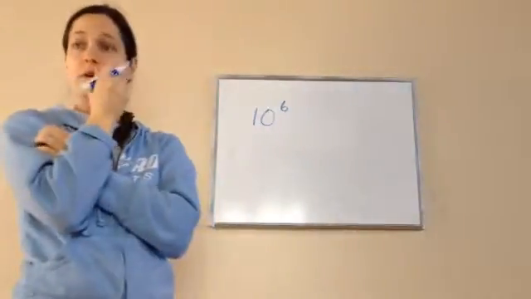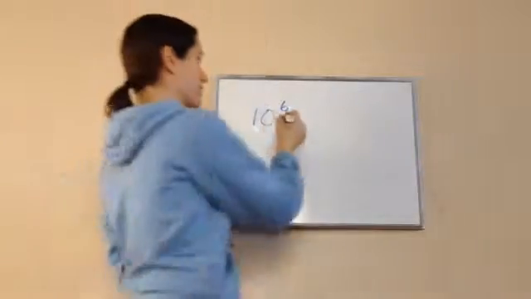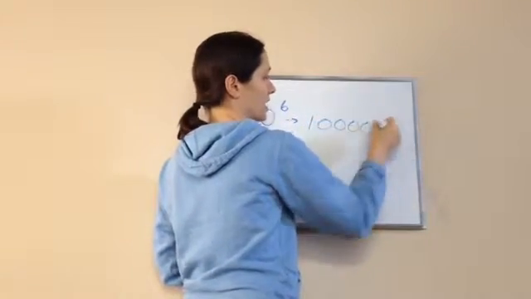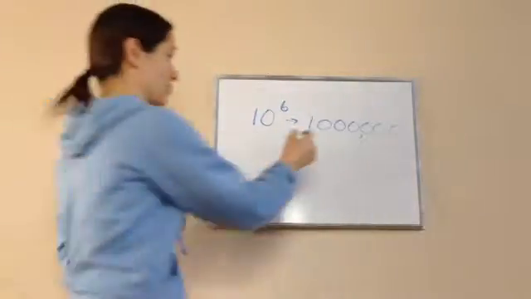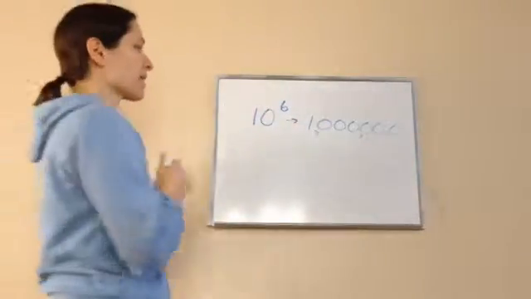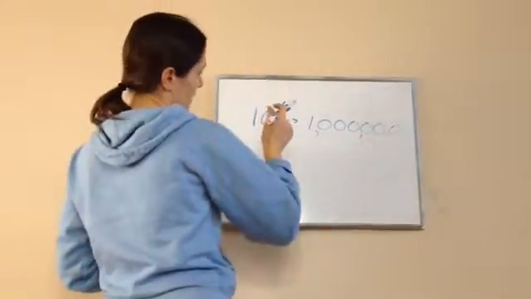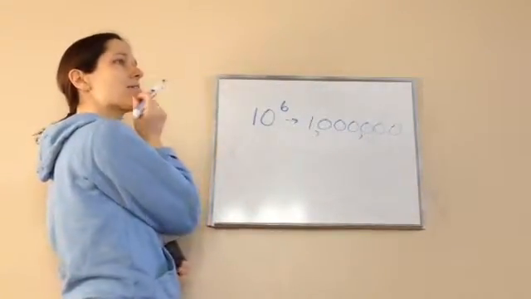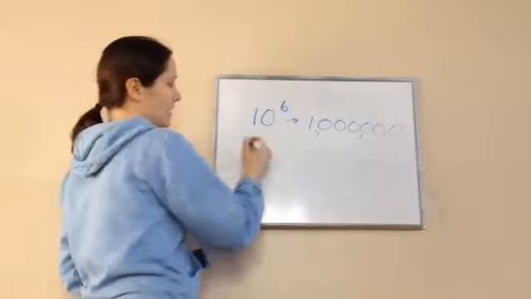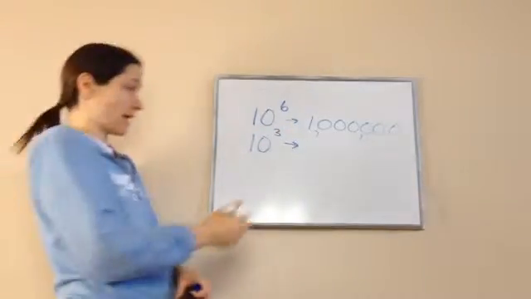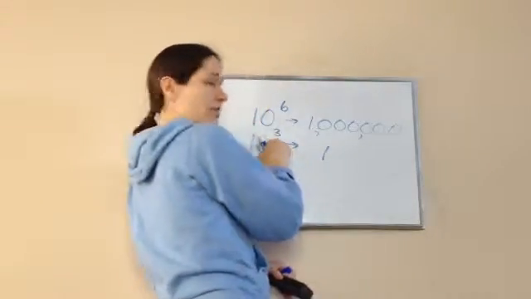10 to the 6th power. That means 6 zeros. So this would actually end up being 1, 2, 3, 4, 5, 6, right? That would be the answer, correct? Now, let's say I did 10 to the 3rd. What would it be? 1,000. 1 with 3 zeros.